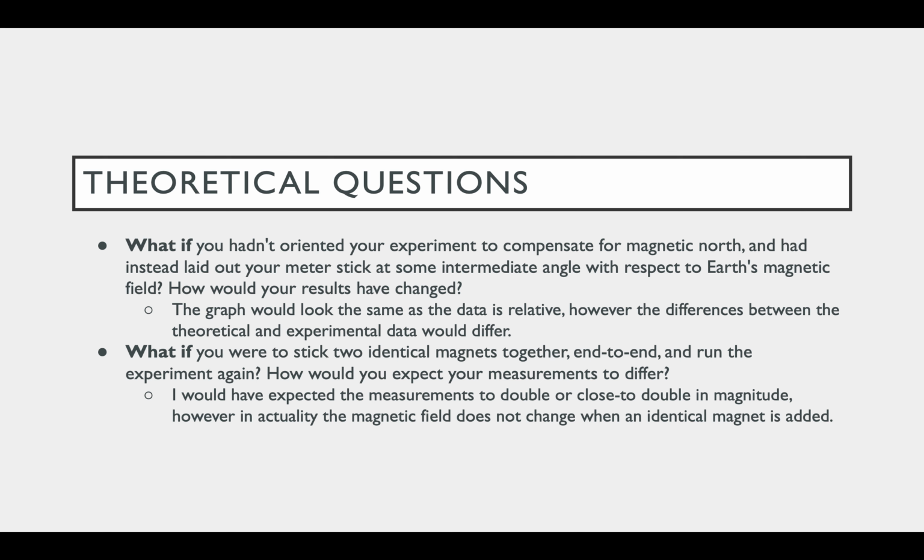And what if I were to stick two magnets together north to north and run the experiment again? How would they differ? I would have expected the measurements to double or be close to double in magnitude, but in actuality, the magnetic field doesn't really change when an additional identical magnet is added.